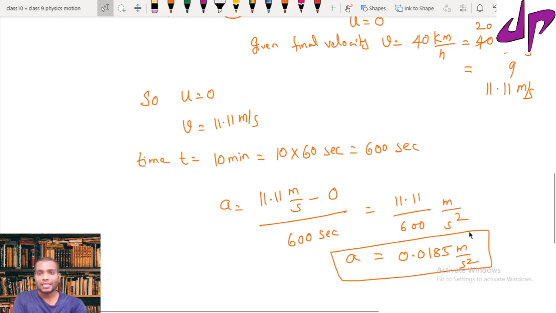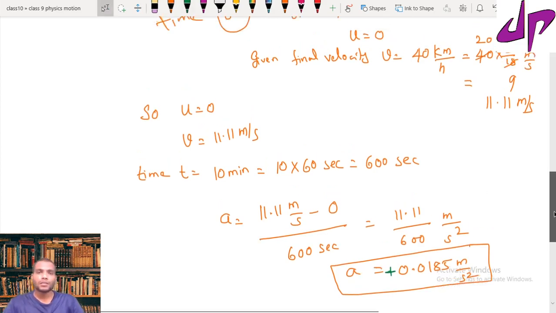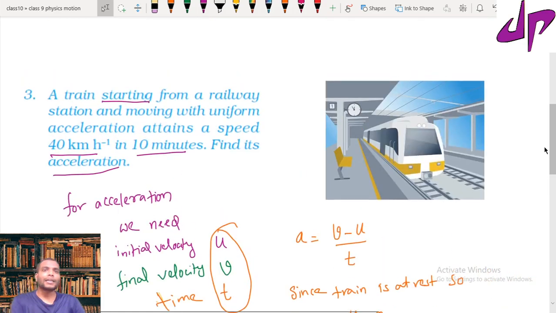Now see here, this value is positive. Nothing is there before it, which means it is positive. So how is the acceleration positive here? Since the train is starting from rest and it is picking up speed. If you are starting and picking up speed, you have positive acceleration.